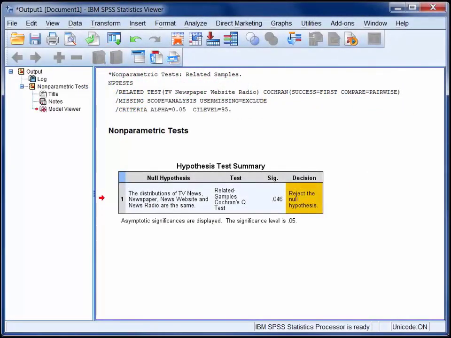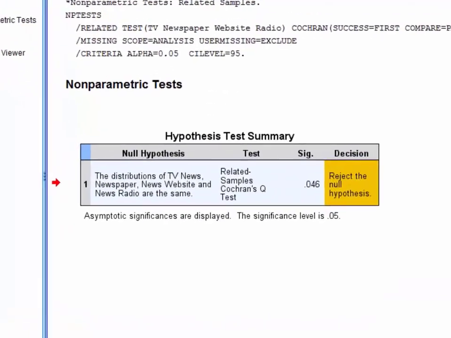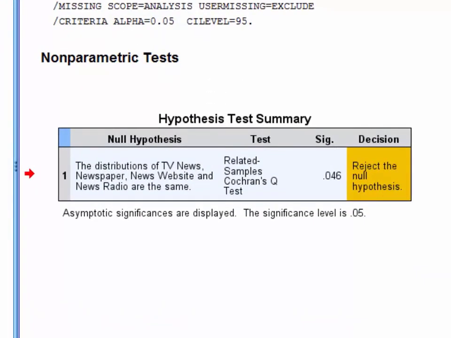When you run a Cochran's Q test, the default display is quite minimal. However, it can be expanded to provide much more detail. Before that, though, let's work through this hypothesis test summary.